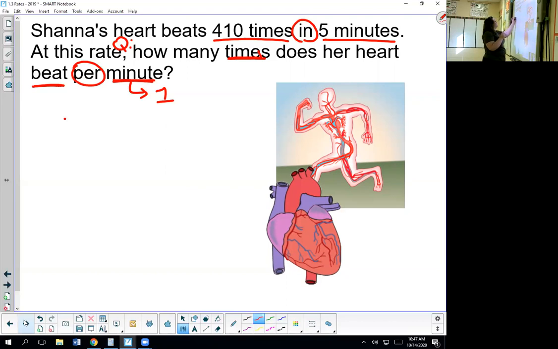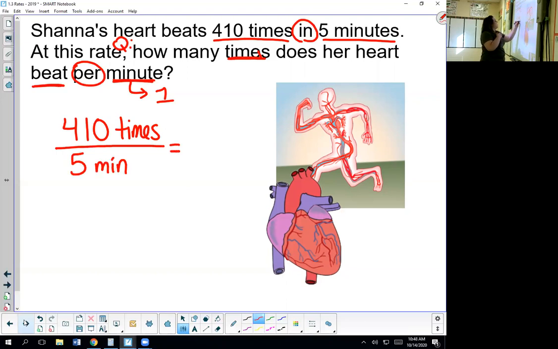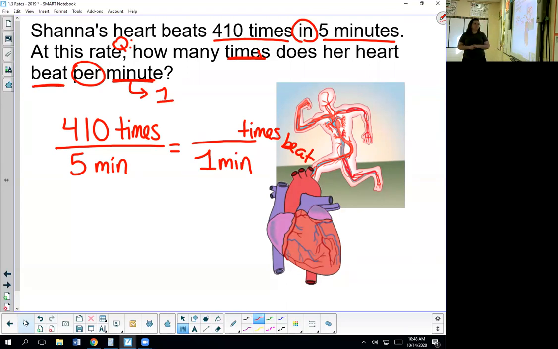So it should look like this. See if this makes sense to you. 410 times, which is her beats, per 5 minutes. I want to know how many times it beats in 1 minute, if that makes sense to you. Hopefully you don't get a decimal less than 1, because if you didn't have a heartbeat, something's wrong. Okay, think about it that way.